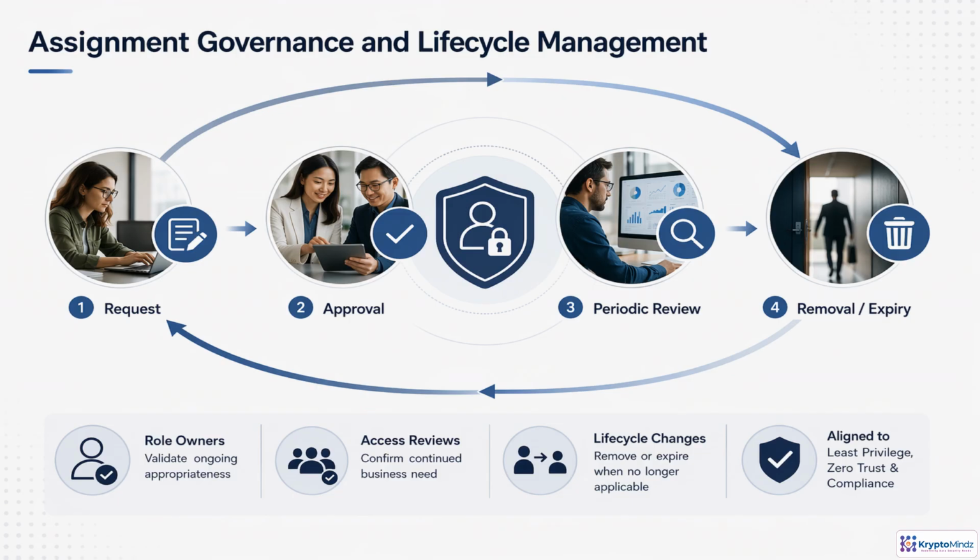Eligible access is not a one-time configuration. It should move through a governed lifecycle. A user requests eligibility. The right approver validates the need, and the assignment is granted only when it supports the job. From there, role owners and access reviews continue asking the same question. Is this still appropriate? If someone changes teams, finishes a project, or no longer needs the role, eligibility should expire or be removed. That cycle keeps privileged access aligned with least privilege, zero trust, and compliance.